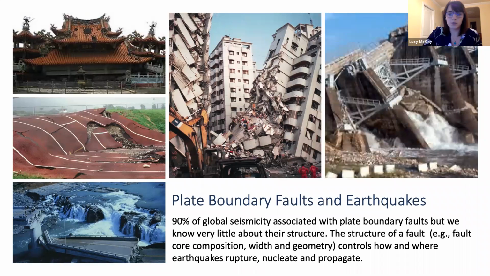So subsequent field investigations related these changes to variations in the fault structure. So for example, the width of the fault core and the geometry of the juxtaposed beds on either side of the fault. So this in turn controlled how the fault moved and therefore the damage. So in summary, understanding the internal structure of plate boundary faults is crucial if we are to better understand and mitigate damage from future natural disasters.